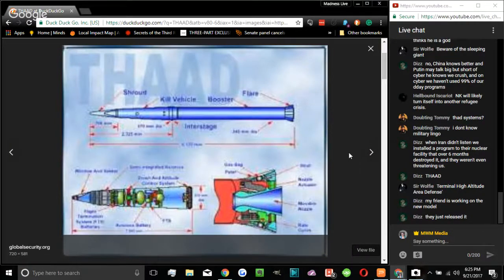Oh, Diz's friend is working on the new model. They just released it. Is a diagram. Will you hurry up? I know I don't have the best computer in the world. I don't think it's going to clear up anymore.